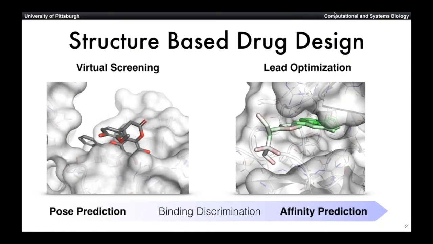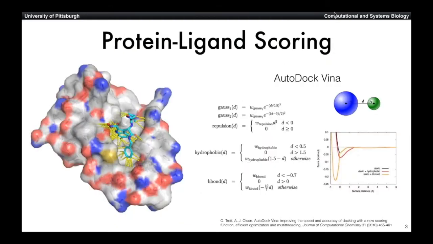I'm really happy to be here to share more deep learning approaches for structure-based drug design, where of course the goal is to do virtual screening or lead optimization. As part of that, you need to do pose prediction, binding discrimination, and affinity prediction, where pose prediction and affinity prediction are what we evaluated in D3R. And the key subroutine when doing that, as you all know, is protein-ligand scoring.